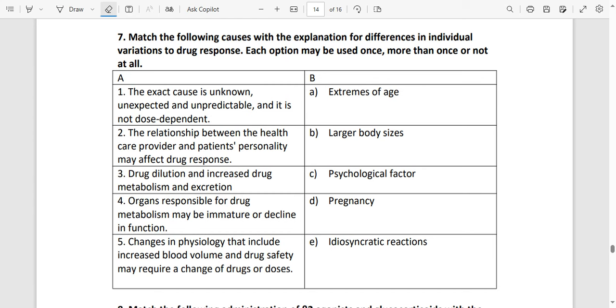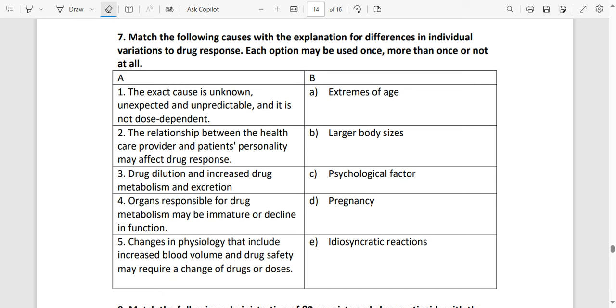And then the relationship between the health care provider and the patient's personality may affect drug response. What do we call that? Psychological. Drug dilution and increased drug metabolism and excretion. What factor is responsible for a different response to a drug because there's going to be drug dilution and increased drug metabolism? Is it the age, size? Thank you so much.